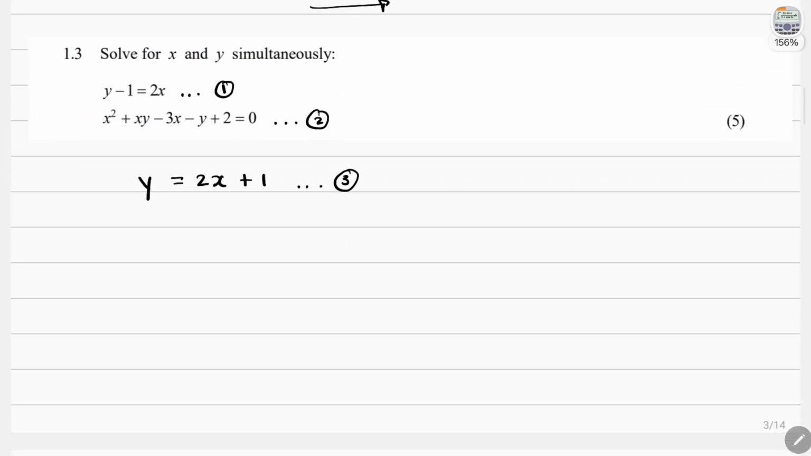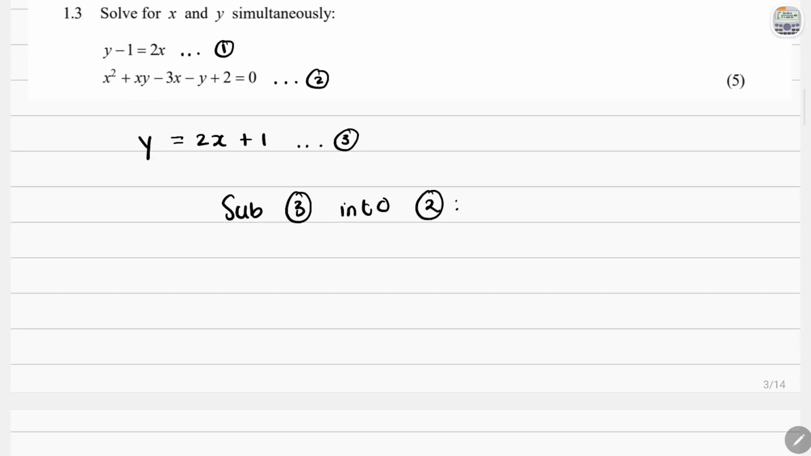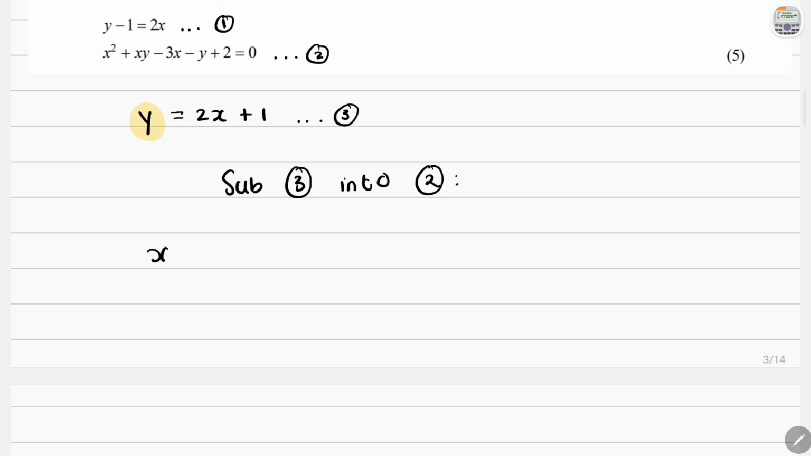So in order to solve for x, since y is the subject here, you're going to take equation number 3 and substitute it into equation number 2, the equation we didn't even use yet. Wherever you see y in equation 2, just substitute 2x plus 1. Replace it with that. So we have x squared plus xy, so multiply by y, meaning we multiply by 2x plus 1. And then minus 3x and then minus y, so replace that with 2x plus 1.